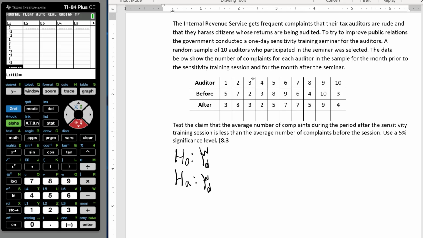So this is an example of dependent samples, and the way to perform the test is different from working with independent samples. The test claims that the average number of complaints during the period after the sensitivity training is less than the average number of complaints before the session. So we want to see if the training was effective in reducing the number of complaints. So what we do here, we do the difference.